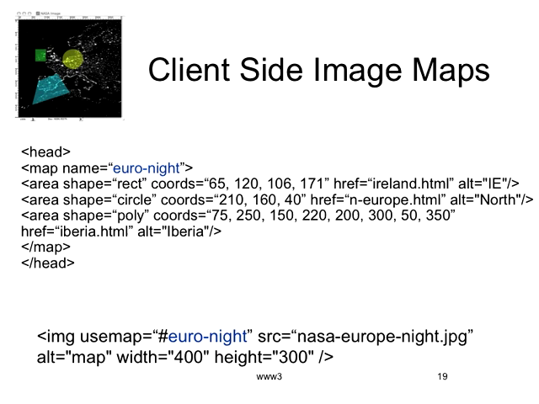Then inside in the body, where you have all of your content, you're going to have an image tag that's still a card-carrying image tag like all the other image tags you've seen before. So it's img, src equals whatever, alt equals whatever, width equals whatever, height equals whatever, slash. But in addition, this is saying use map equals hash and the name you gave the image map. So in this case, it's use map equals hash euro night.